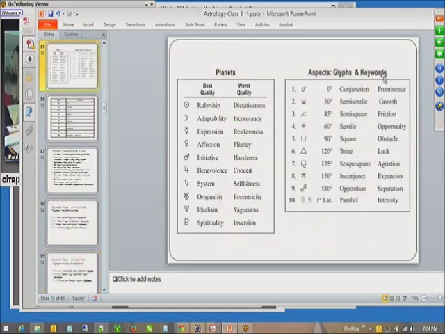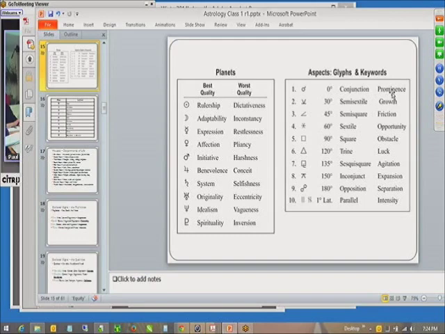There it is: aspect glyphs and keywords. Here are the 10 aspects that we use, because these are things that you have to go home and memorize. Otherwise, it's very difficult. You'll never learn astrology if you just don't memorize it. So these are the keywords for these 10 aspects. Conjunction: when two planets are very close together in the chart, that forms a prominence compound.